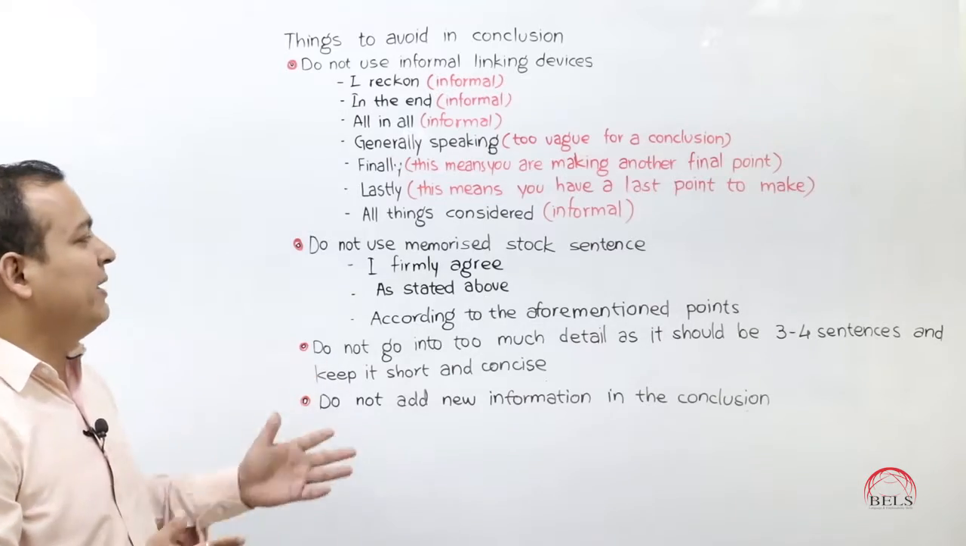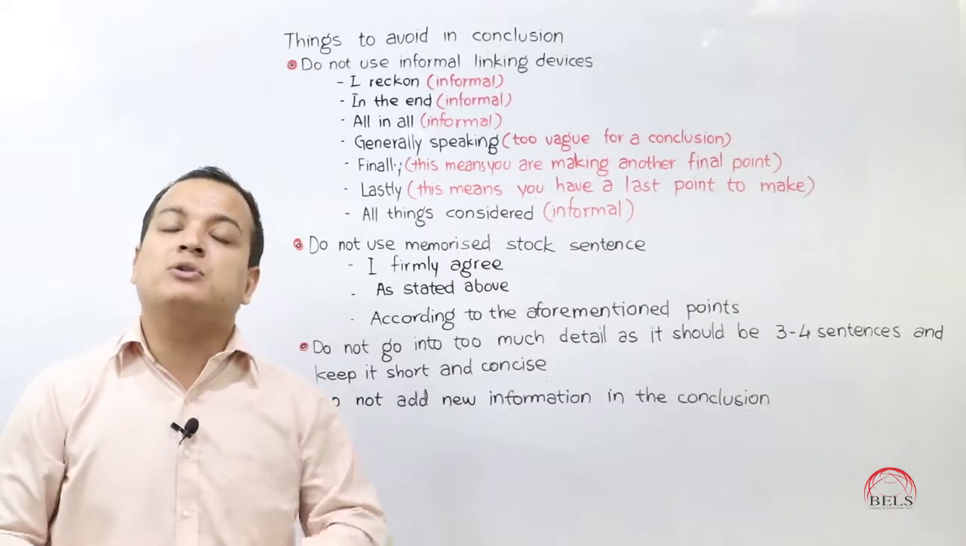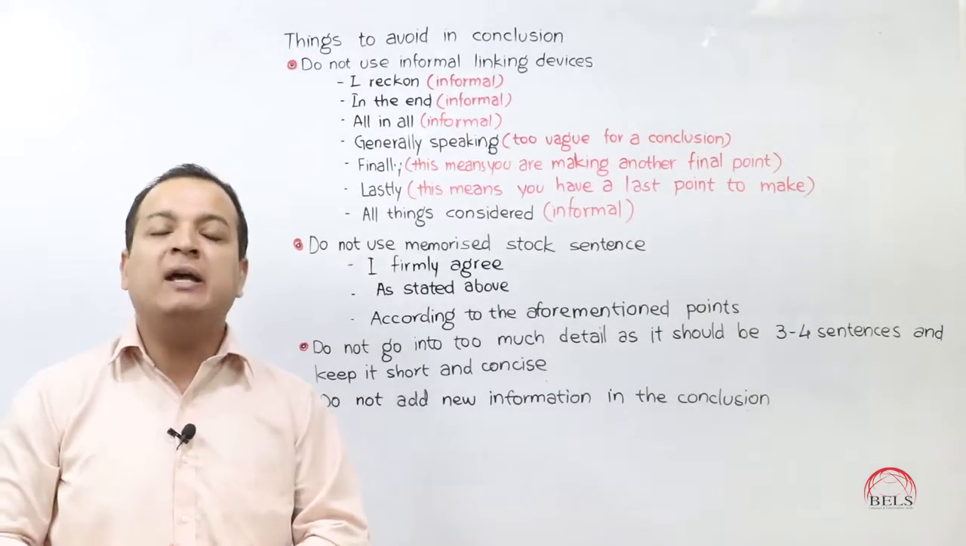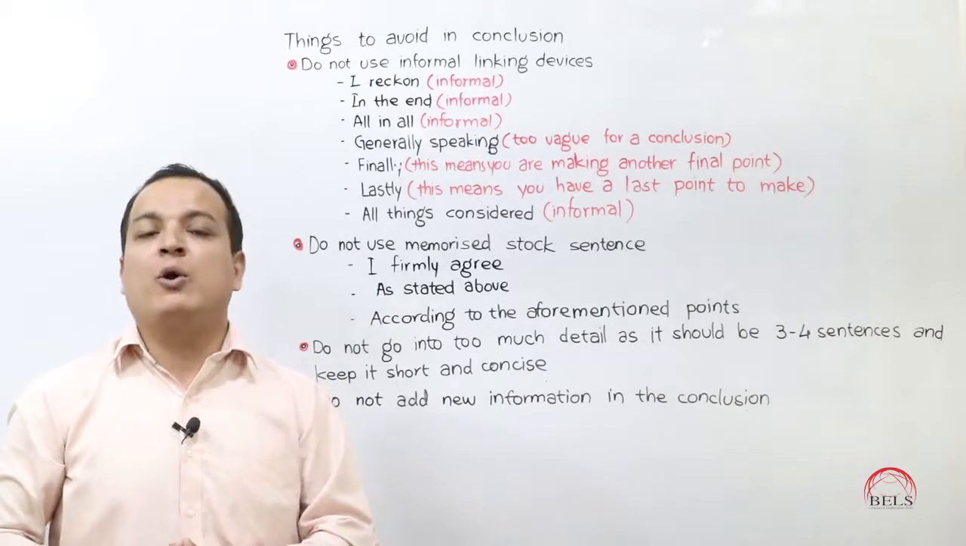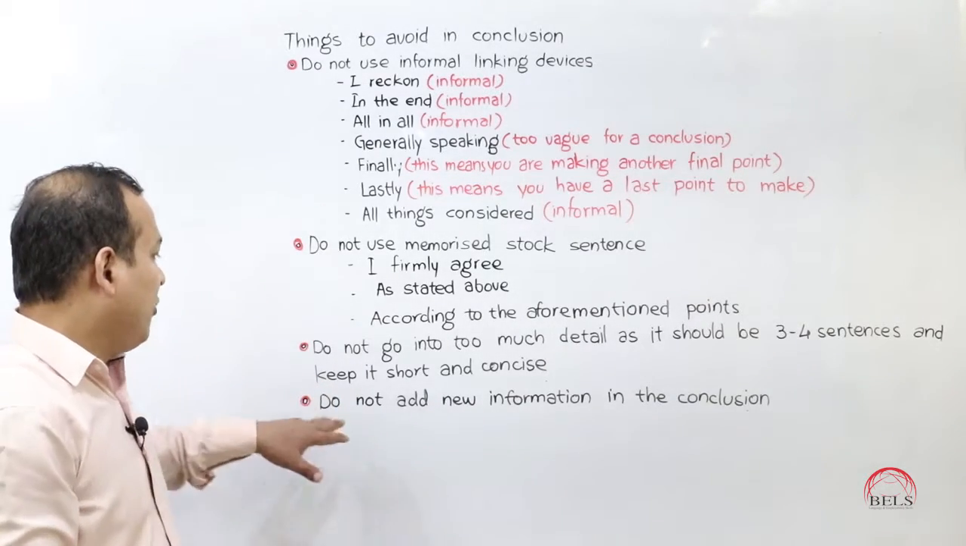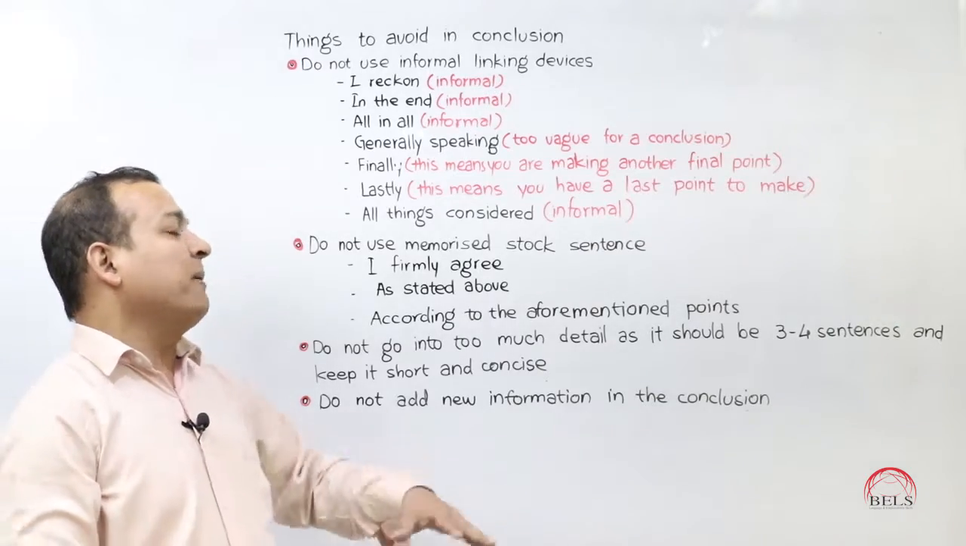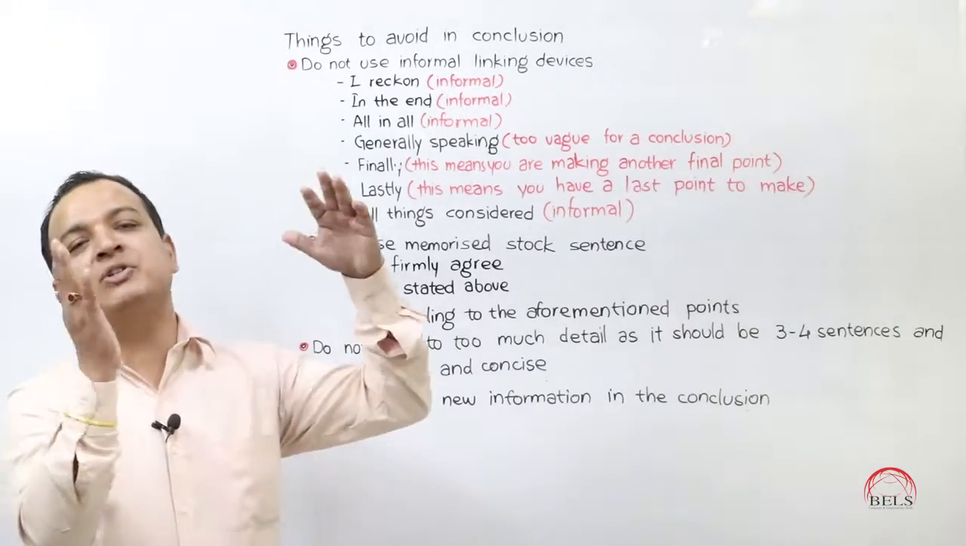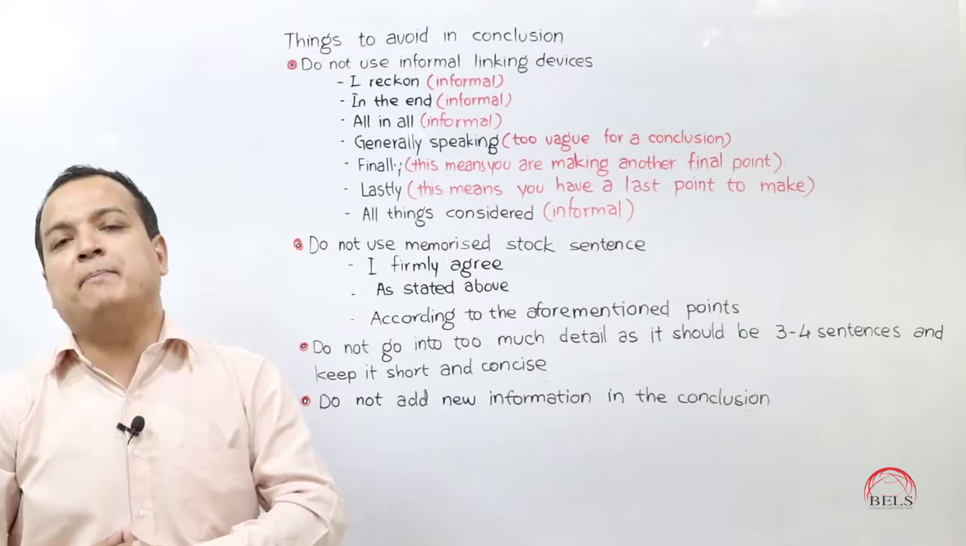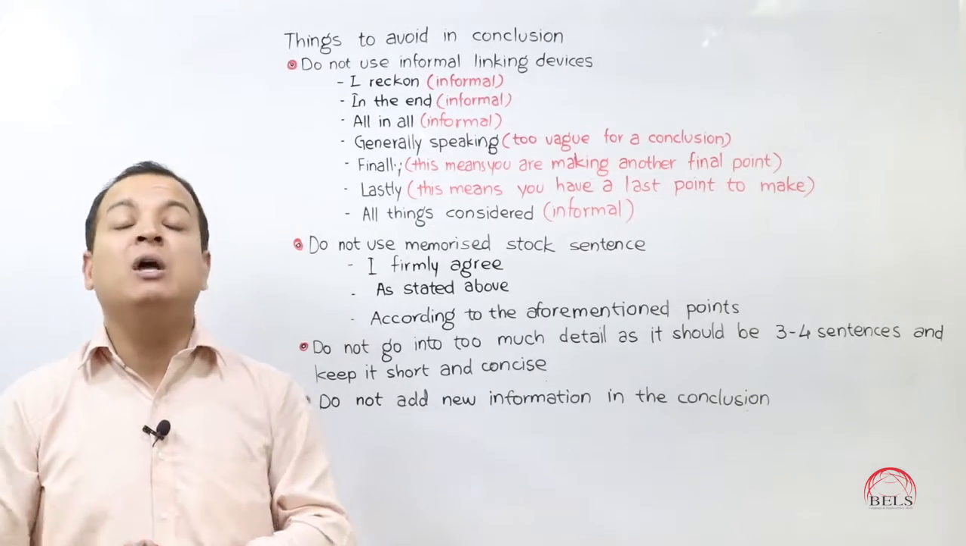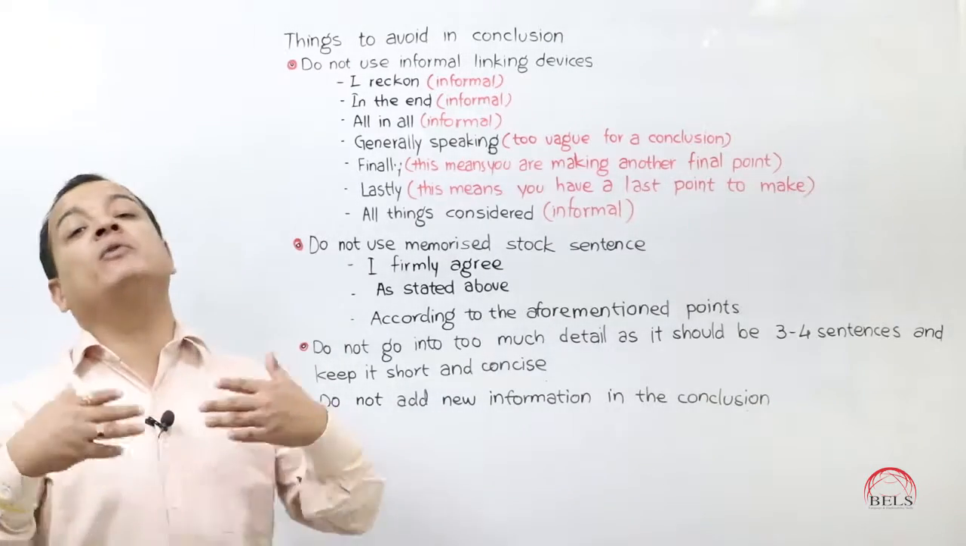So here you simply do not write down too much detail about a topic. Just write down 3 to 4 lines, which should suffice for that. Fourth, do not add new information in the conclusion part. You have mentioned something in body paragraph 1 and paragraph 2, and do not use any new information.